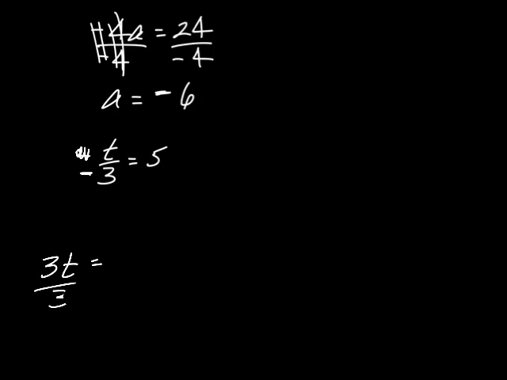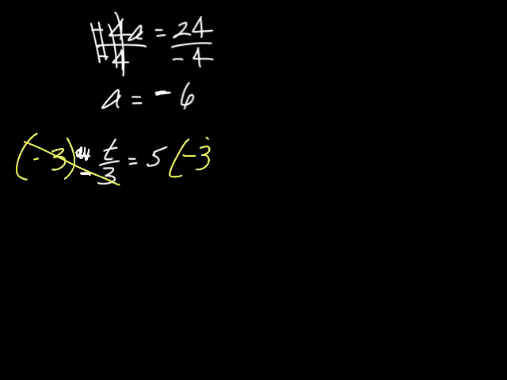Well, in this one, I've got a division problem. So what's the opposite of division? Multiplication. So if I have t over negative 3 and I want to get rid of that negative 3 because it's on the bottom, I multiply the problem by negative 3, and those will go away. And I also multiply this side by negative 3. So I got rid of two things at once. I got rid of the negative and the 3. And I'm left with t equals 5 times negative 3, which is negative 15. And I'm done.